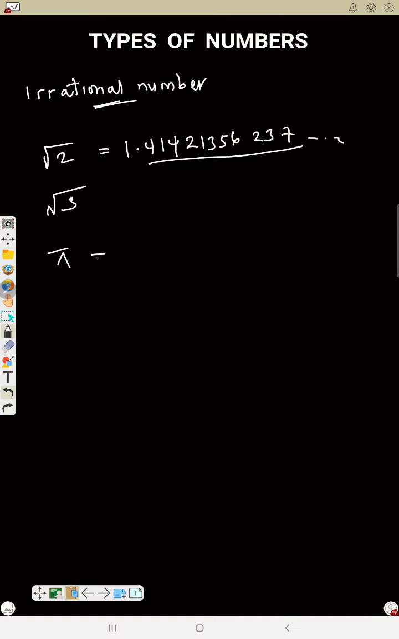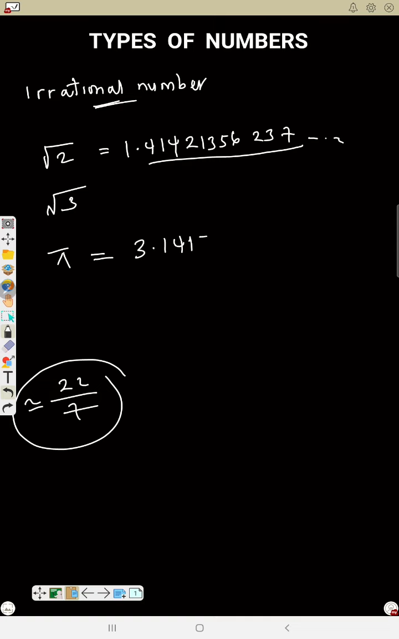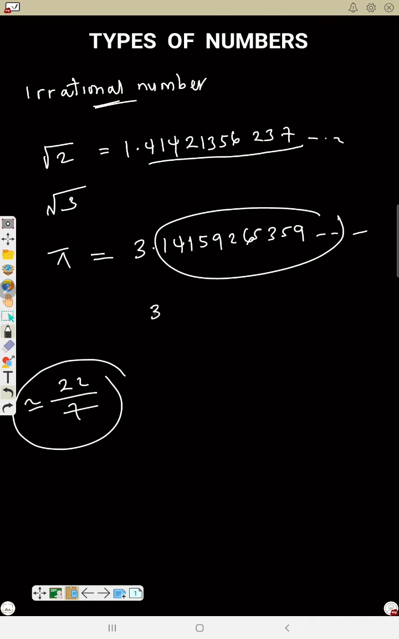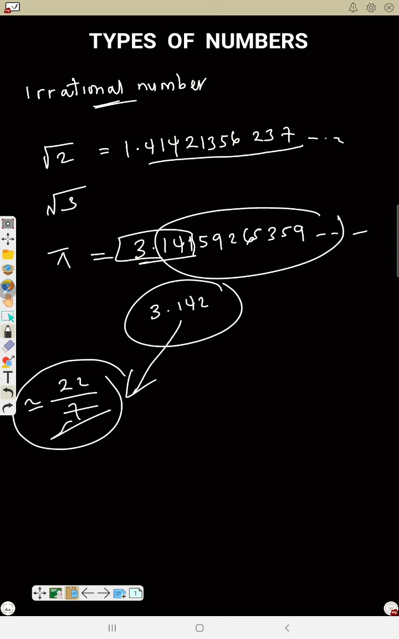Pi, if you press pi, the real pi is not 22/7. 22/7 is an approximate value of pi, but the real value of pi is 3.14159265359, like that. You will see they are non-repeating. Now they say take pi as 3.142. If you look at it, it's approximate. So that means 22/7 is an approximate value of pi. The real pi is an irrational number.